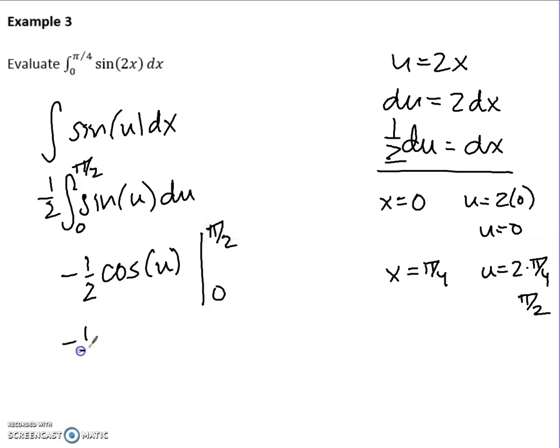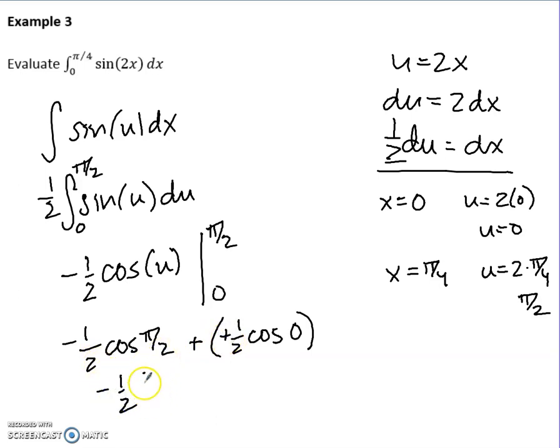So here we go. We get negative 1/2 cos of pi over 2, and then I'm going to subtract what I get when I take negative 1/2 cos of 0. Don't forget the minus in between. If you want, you can make this a plus now. That's fine, or you can wait. So this is negative 1/2 cos at pi over 2, which is 0. Plus now 1/2 cos at 0 is 1. So I just end up with 1/2.